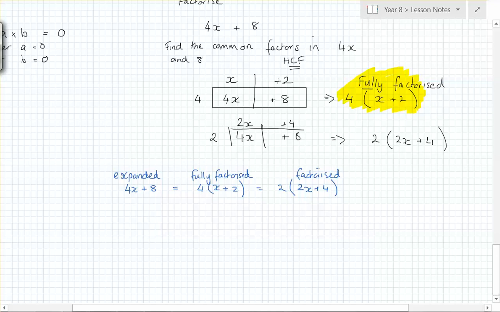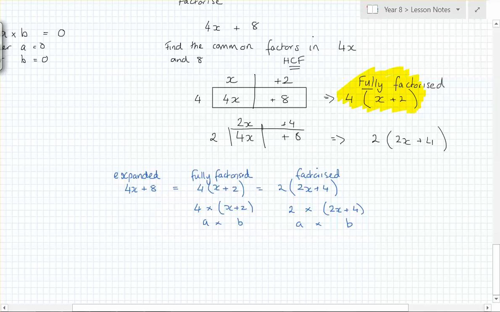So what makes something factorised? How would you recognise it? Because it's got brackets with algebra, so it's something times something else. So this is 4 times (x plus 2), so this is the A times B. This is 2 times (2x plus 4), so this would be the A times B.